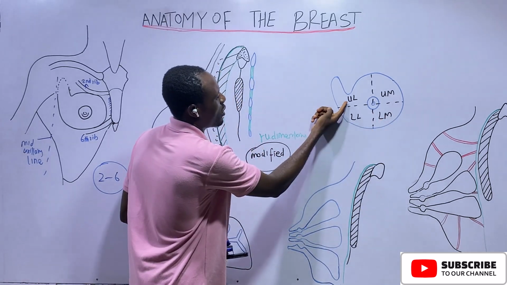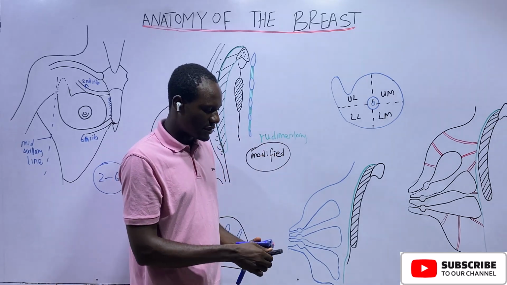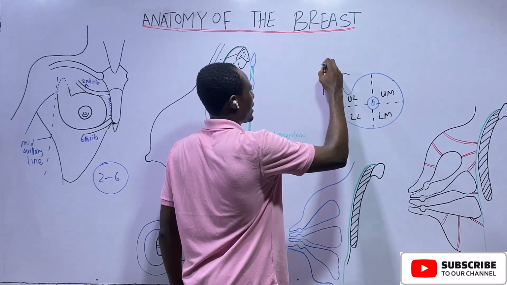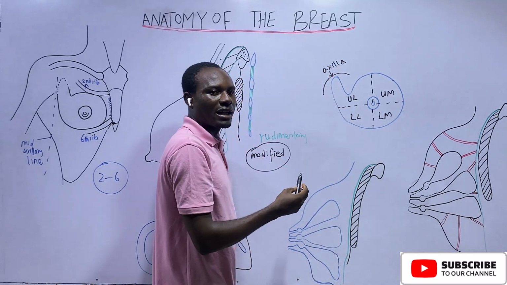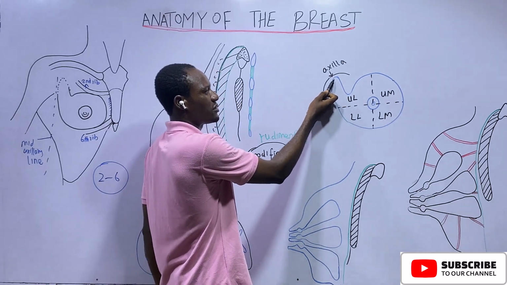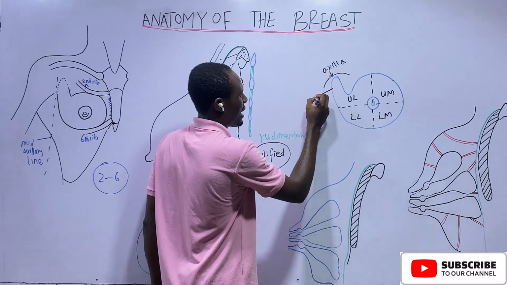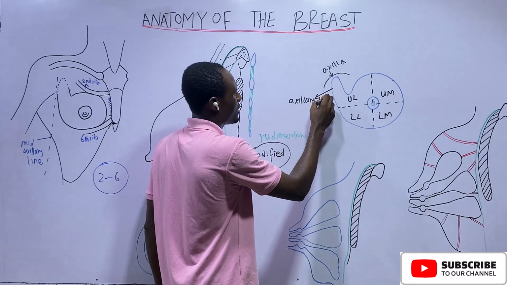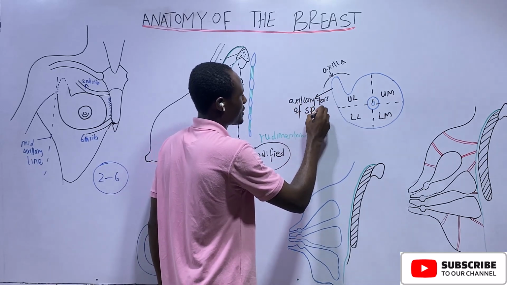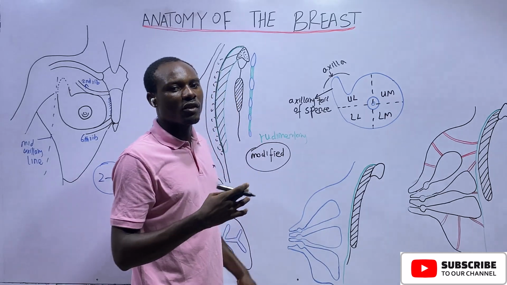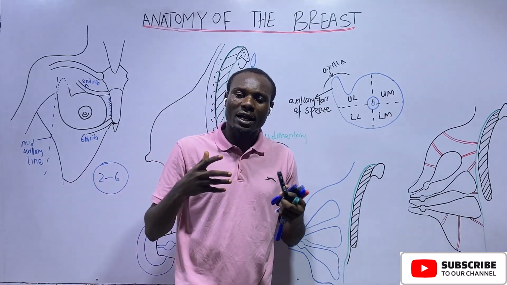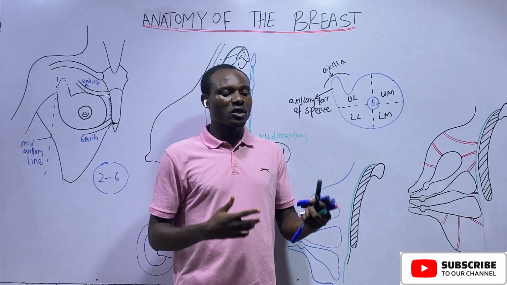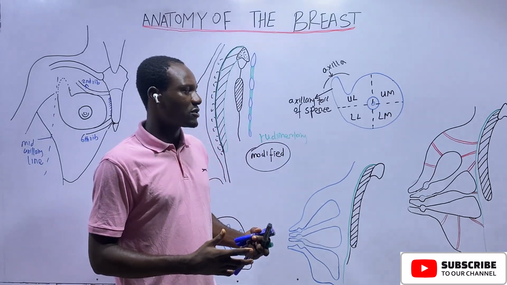Alright, so the upper lateral quadrant of the breast extends towards the axilla. The extension of the upper lateral quadrant of the breast to the axilla is known as the axillary tail of Spence. Okay? The axillary tail of Spence refers to the part of the upper lateral quadrant of the breast that extends into the axilla. It was postulated by James Spence, so it's called the axillary tail of Spence.